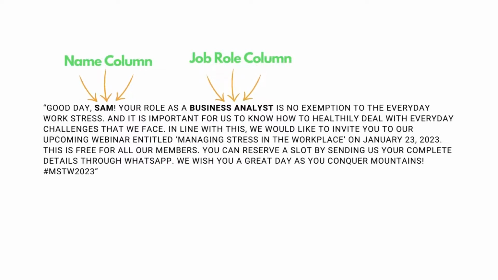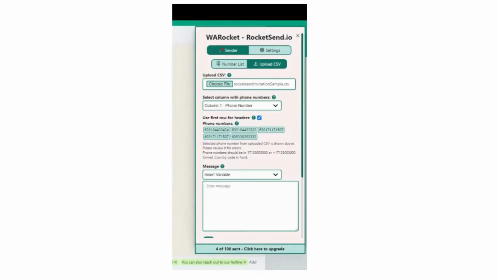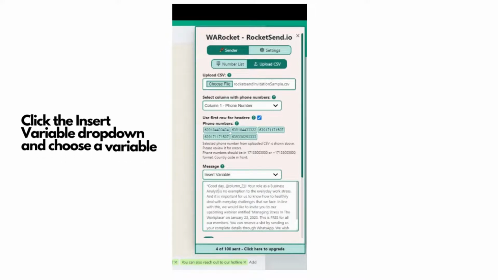To do this, go to the message section of the RocketSend.io pane, copy paste the message template, and customize the message based on the variables. In this case, we will now insert the name and the job role columns.